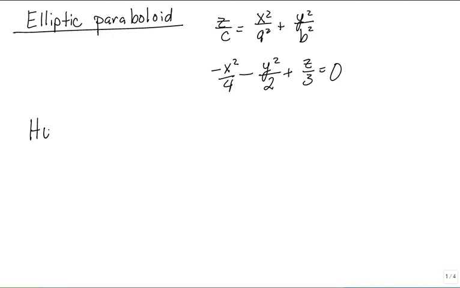Let's look at the hyperboloid of one sheet. Hyperboloid of one sheet.